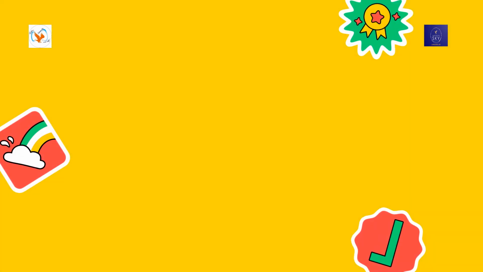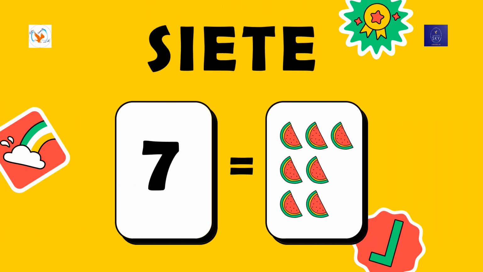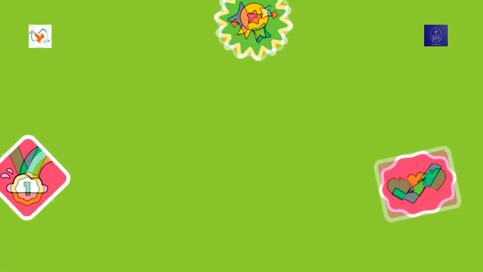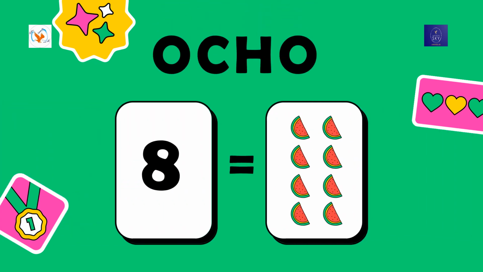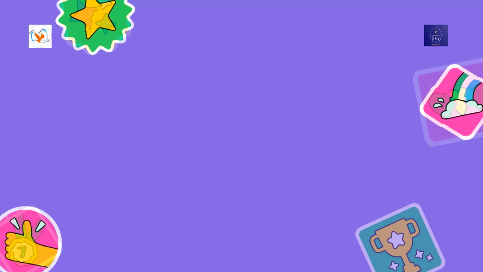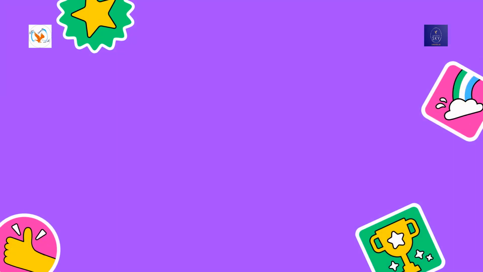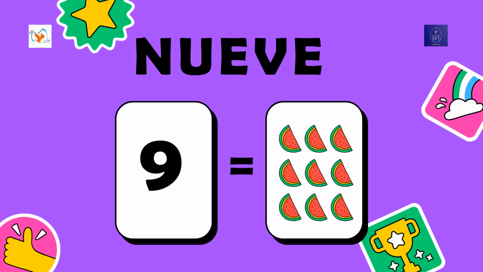Next up, we have 7. In Spanish, it is pronounced as siete. Siete. In Spanish, 8 is pronounced as ocho. Ocho. Moving forward to number 9, which is pronounced as nueve. Nueve in Spanish.